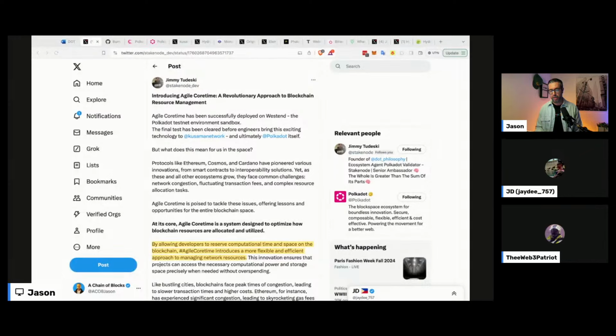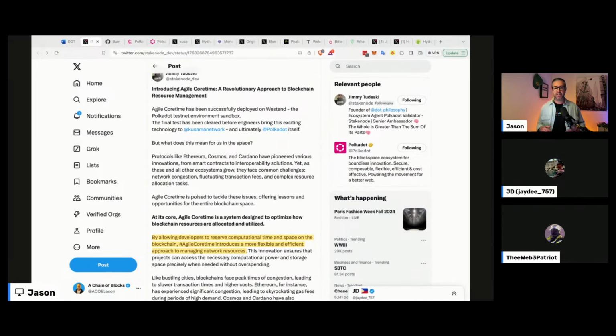I want to talk about some dot first. And Web Patriot, I know we've been talking about this a little bit, just the two of us, but obviously the big thing right now is dot 2.0. And I think there's a couple of common misconceptions, and that's why I wanted to bring up some of these tweets and talk about it.